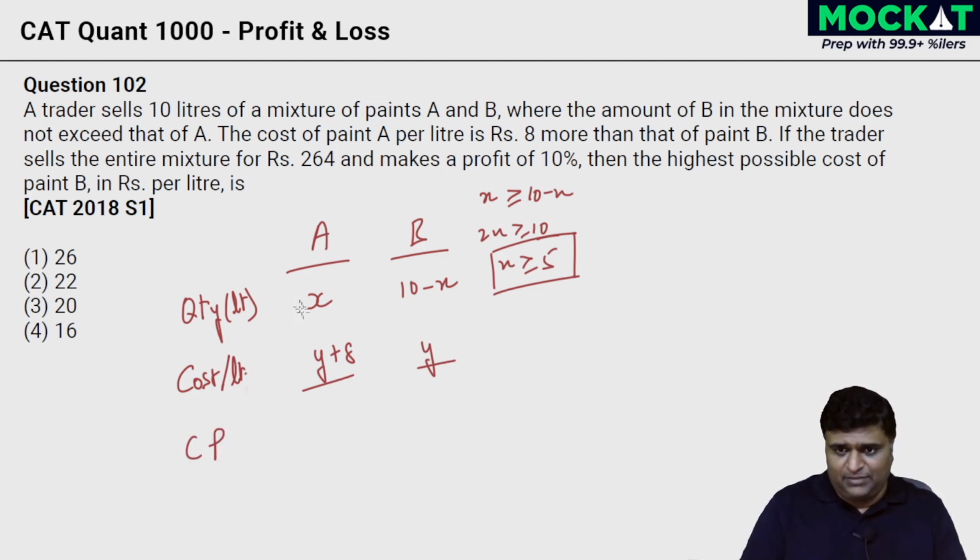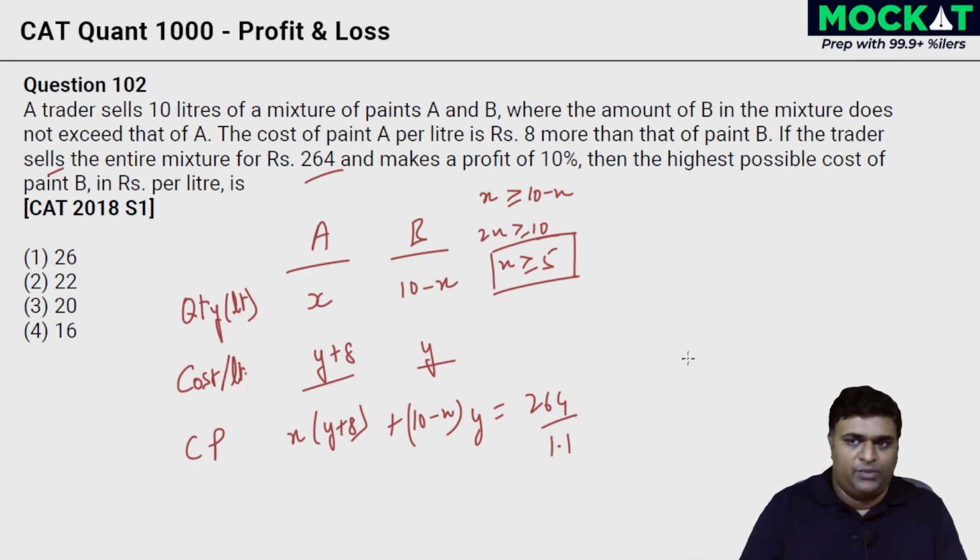The cost price is nothing but product of these two, right? So X into Y plus 8 plus 10 minus X into Y is equal to 264. No, 264 is the selling price, right? Sells at that price. The profit is 10%. At this stage, you should be knowing divide by 1.1. Selling price divided by the multiplication factor is your cost price, right? Get used to that. So get rid of the decimal, add a 0 over here, divide by 11. 11 2s are 22, and then a 4 and the 0, right?